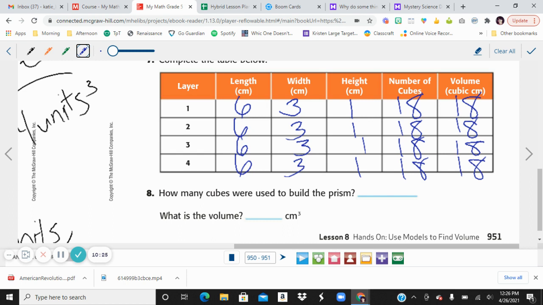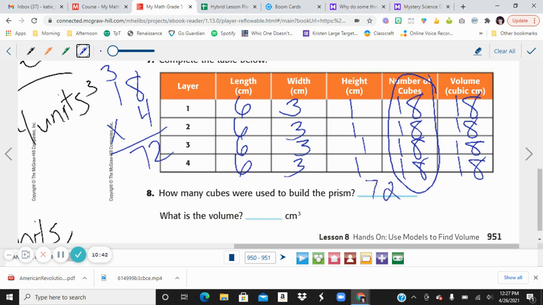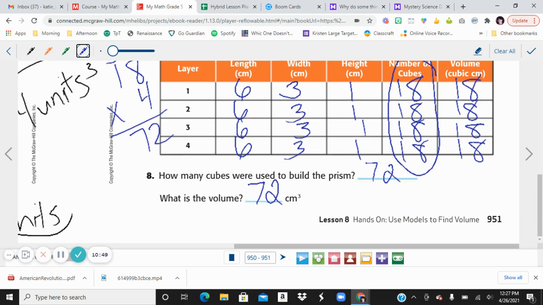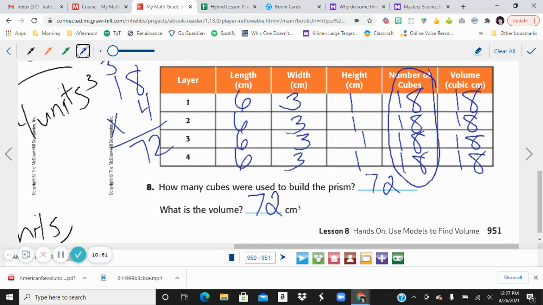How many cubes did we use in all? Well, we have to add up 18 plus 18 plus 18 plus 18. You certainly can do that, but repeated addition is multiplication. So I'm going to do 18 times 4. So it's 72 cubes that were used. So the volume is 72 centimeters cubed. Feel free to pause it here if you need more time.